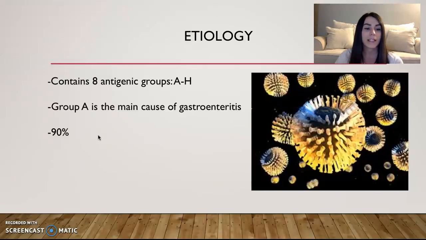The virus contains 8 antigenic groups, or in other words, species of the virus, which are A through H. Group A is the main cause of gastroenteritis in children throughout the world, which is about 90%.